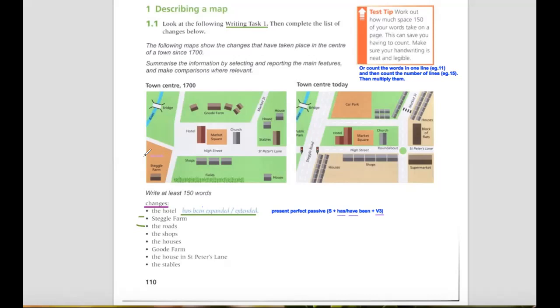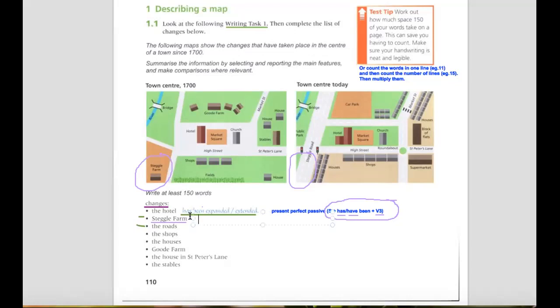So let's have a look at here's Stiegel Farm in the past. Now what's happened in the present? It's not there anymore. Okay, so I want you to pause the video and try write what changes happened with Stiegel Farm. And I want you to try and use this tense structure, this sentence structure. Okay, so pause the video and try and write about the change that's happened to Stiegel Farm using subject, has or have been, plus verb 3. Okay, so once you're ready, play the video.